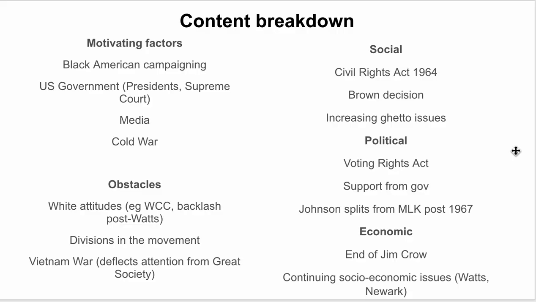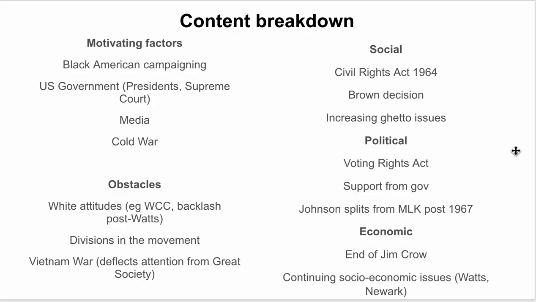In terms of obstacles, we've got white attitudes. So you could talk about things like the White Citizens Councils, the backlash post-Watts, white attitudes holding back civil rights. You could talk about Emmett Till there as well.